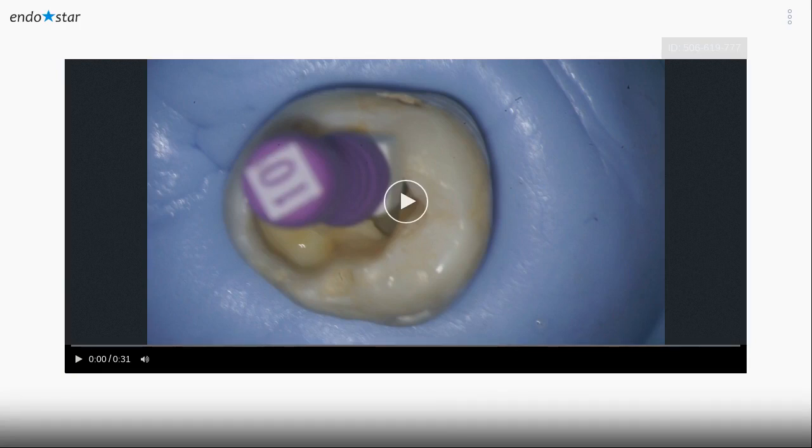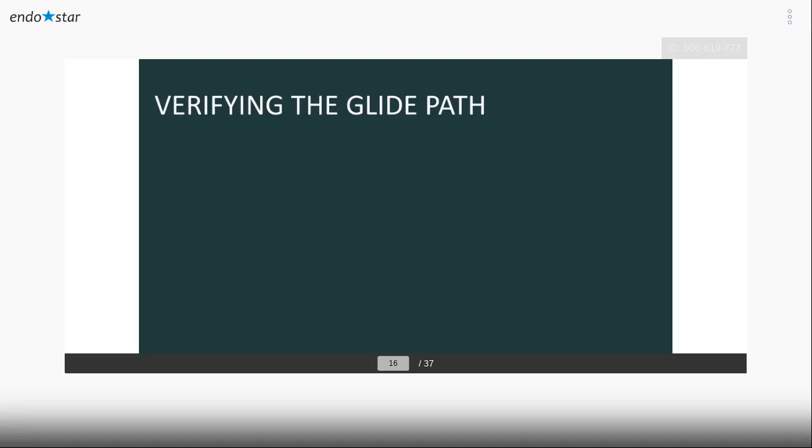The last but most important point under the guidelines of obtaining a smooth glide path is expanding the initial glide path. Here you can see if you follow these guidelines properly, you can achieve good shapes and get satisfactory results. Coming back to talking about expanding the initial glide path. How do we decide whether the canal is ready for us to introduce our rotary files?